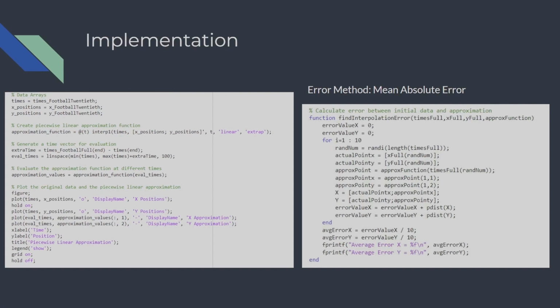And then on the right, our error method we used was mean absolute error, and we made an error function which basically finds a set of random points and then compares the actual point with the approximated point from our function and finds the distance between the x position and y position values, and then averages those out over the number of points taken to find the average error for the x positions and the average error for the y positions.